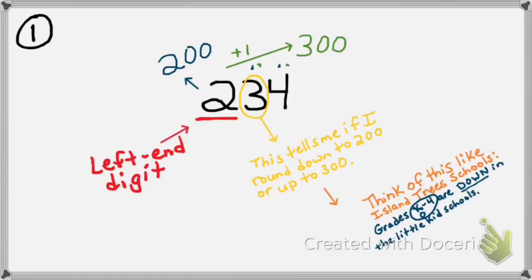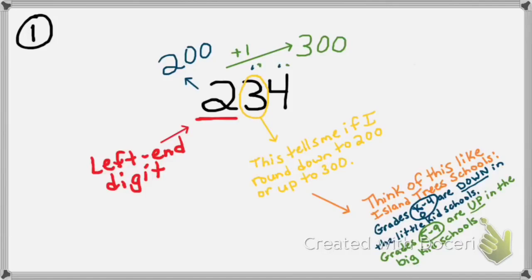And in the Island Tree schools, grades 5 to 9, because it's only single-digit numbers, so we wouldn't count 10 or 11 or 12. So grades 5 to 9 are up in the big kids' schools. So just like the Island Tree schools, if my circled number is a 0, 1, 2, 3, or 4, I round down because it's in the little kids' schools. If my circled number is a 5, 6, 7, 8, or 9, I round up because that's in the big kids' schools.